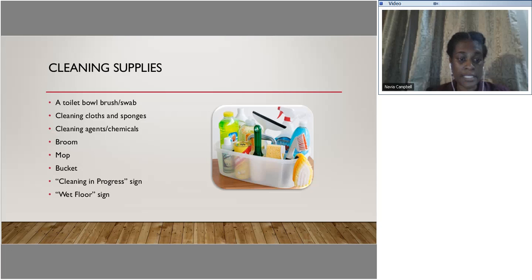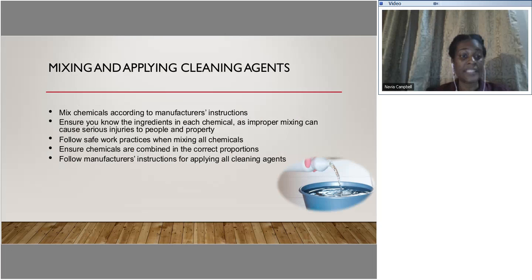It is of utmost importance that chemicals are mixed according to the manufacturer's instructions. Ensure you know the ingredients in each chemical, as improper mixing can cause serious injuries to people and property. Follow safe practices when mixing all chemicals. Ensure chemicals are combined in the correct proportions and you follow the manufacturer's instructions for applying all cleaning agents.